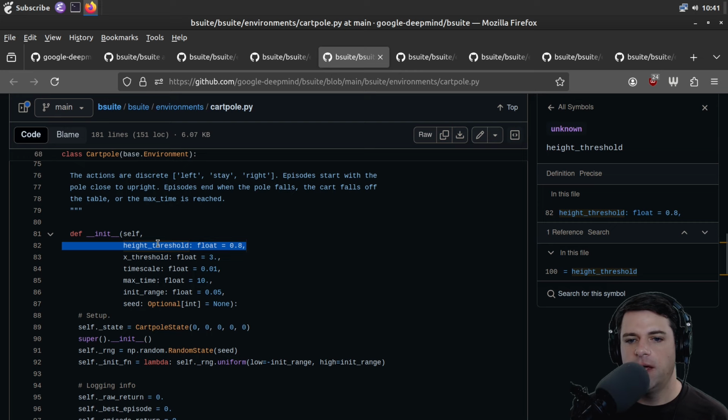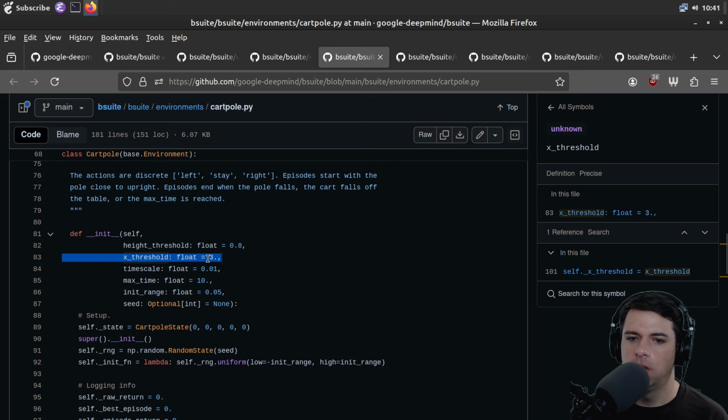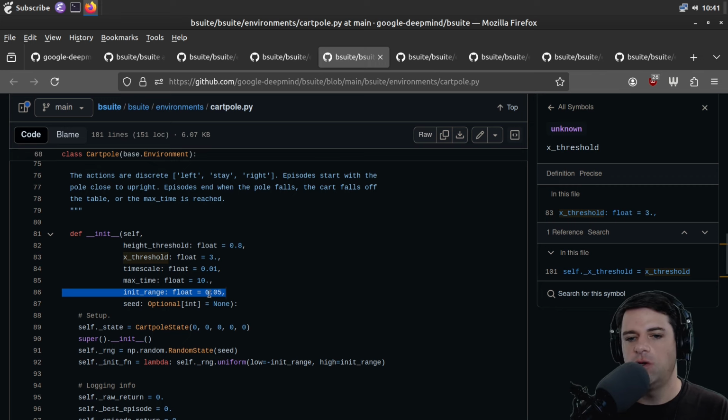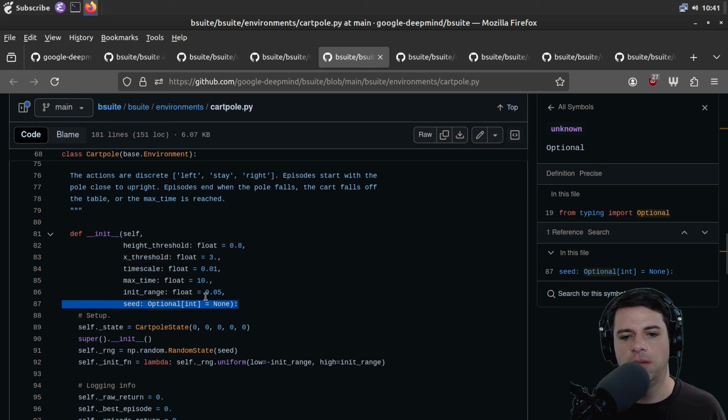Okay, so there's some height threshold. I'm not sure why we need that. Maybe. So we have some X threshold, which is a float, 3.0. That's maybe the length of the track. We have a time scale, presumably in seconds, so 0.01 of a second. And a max time, which is 10. And then the init range, maybe this is the initial range, 0.05, possibly the angle off of vertical. And then an optional seed.